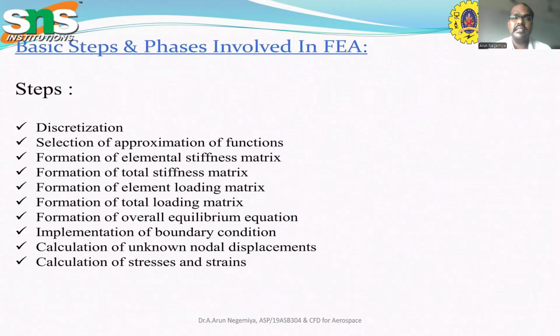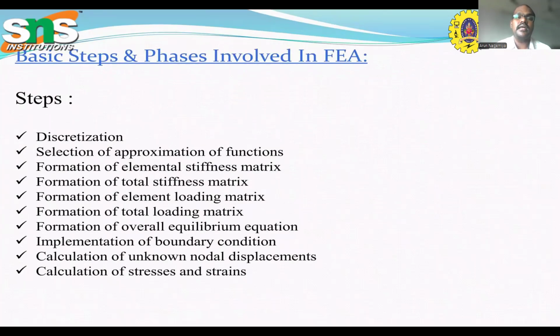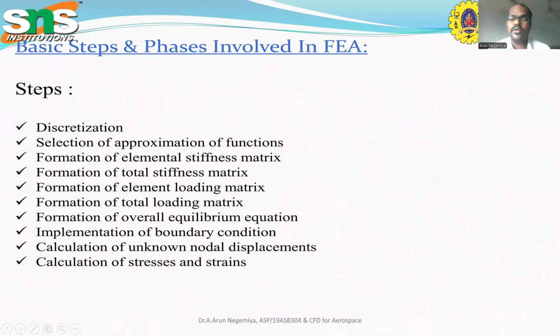Next is the basic steps involved in FEA. Many basic steps are involved. First is the discretization. In this discretization, the continuous problem domain is divided into a mesh; that is called discretization. In the discretization, the large area is cut into smaller areas. In those smaller areas, we can analyze it very easily.